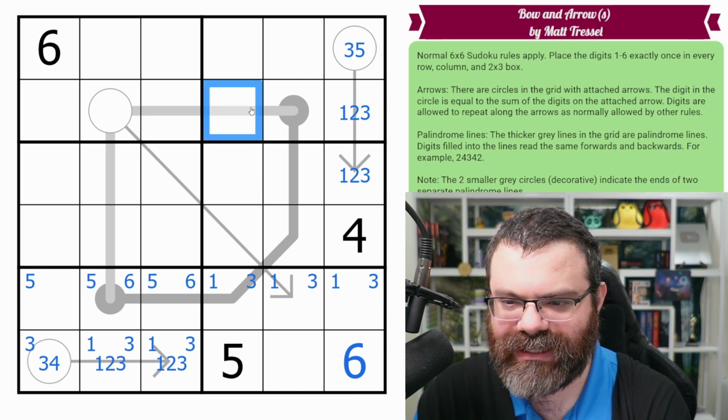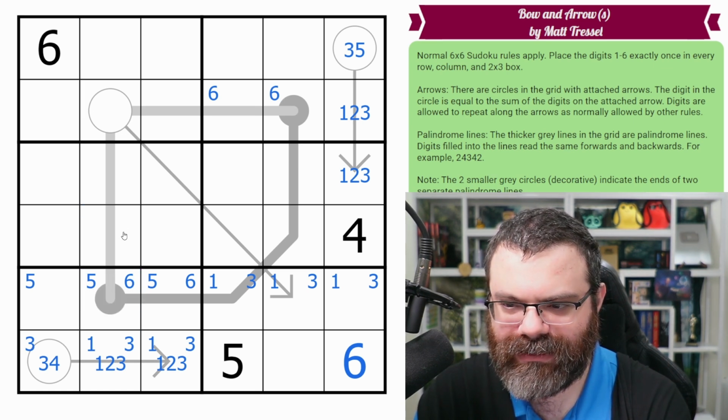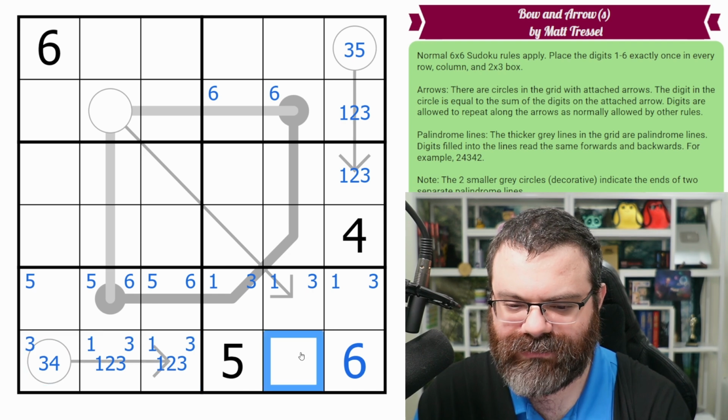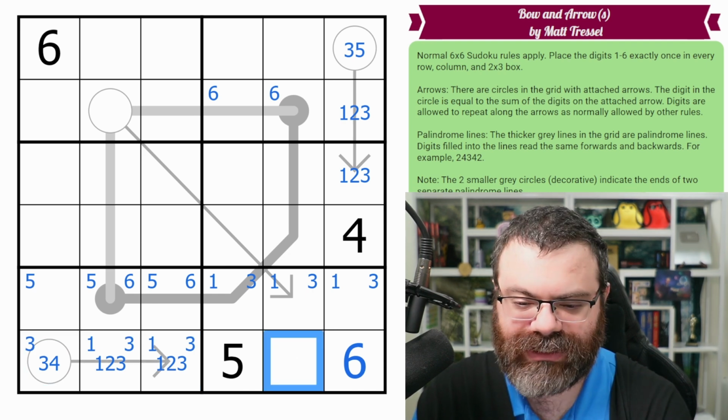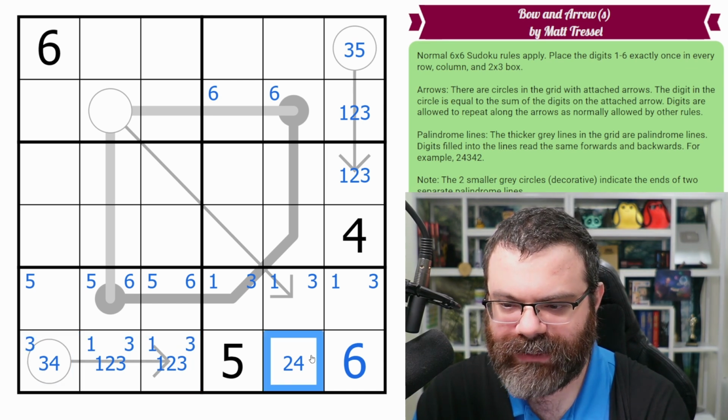Looking to see what else we can do here. That does force 6 into one of these two cells, which then puts 6 into one of these two. I'm not sure I can do much with that right now. Is there any other easy Sudoku stuff? 1, 2, 3, 4. So this is only 2, 4. We're either missing the 2 or the 4. We're either 1 plus 2 is 3, or 1 plus 3 equals 4.